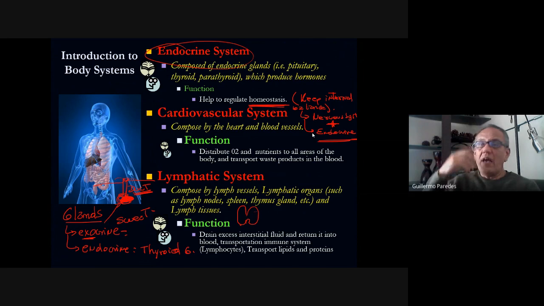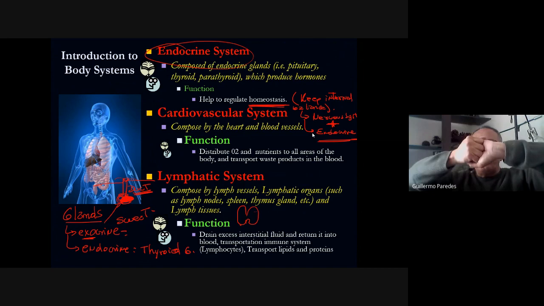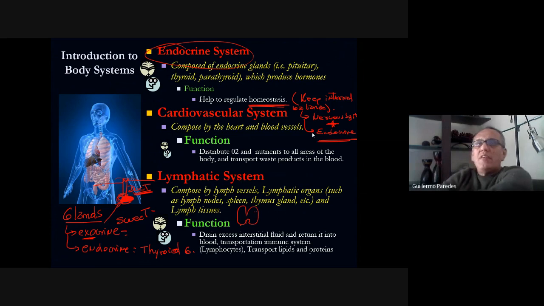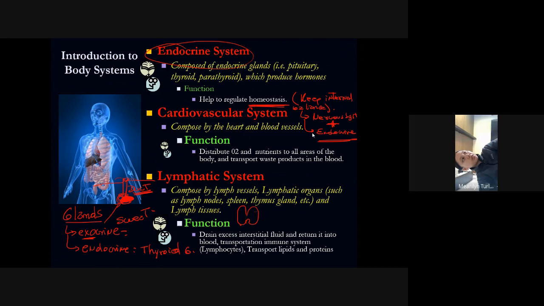And remember two things. One thing, this is the nervous system. This is the endocrine system. When I say homeostasis, basically we talk about the relationship between the central nervous system, or the nervous system, and the endocrine system. Is that clear or no, please? It's clear. Yes, it's clear. Excellent. All right, beautiful.